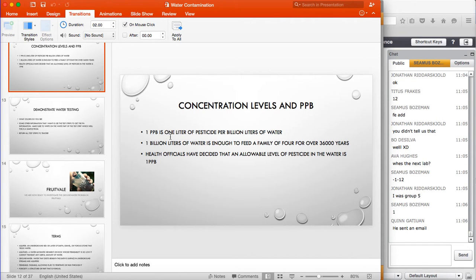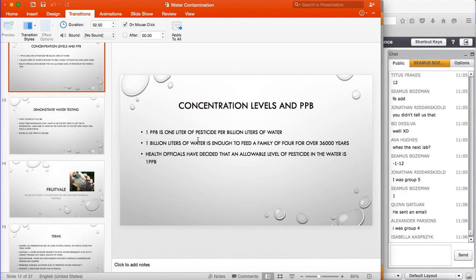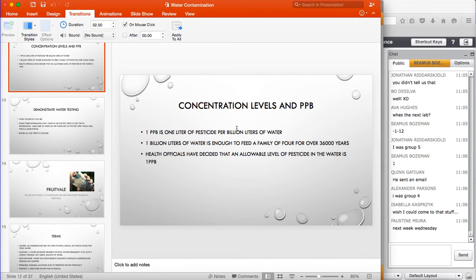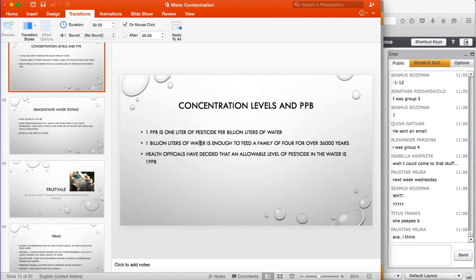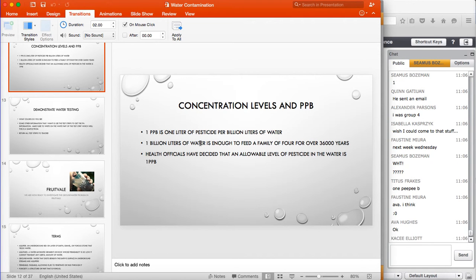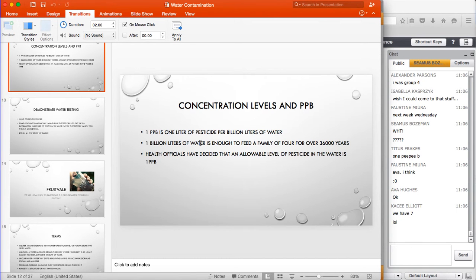So 1 ppb is 1 liter of water for 1 billion liters, or 1 liter of poison for 1 billion liters of water. All right, so here's how much 1 billion liters of water is. Let me just give you an idea of the scope of things. With 1 billion liters of water, you could feed a family of 4 for 36,000 years. Or, I guess if you wanted to think about it, maybe you could feed 36,000 families for 1 year.